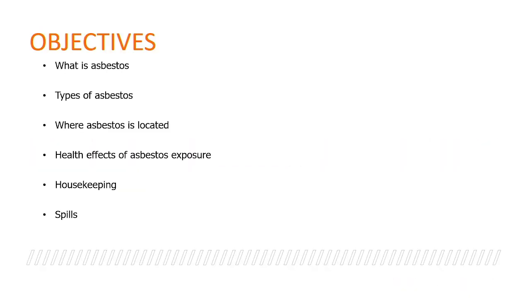Here are the objectives of today's training. We're going to be going over what asbestos is, the different types of asbestos, where you can find asbestos and where it's located, just some of the health effects of exposure to asbestos, some general housekeeping, and then asbestos spills.